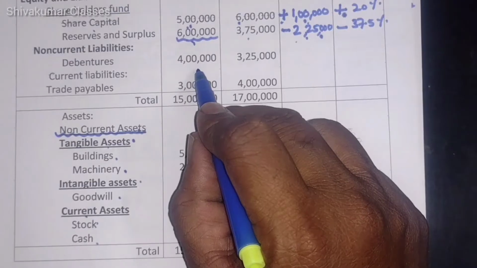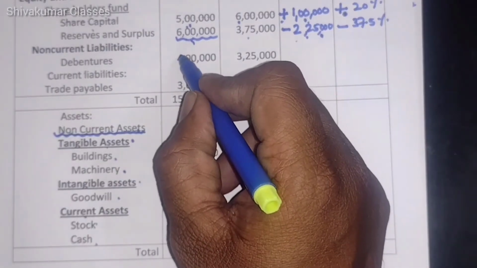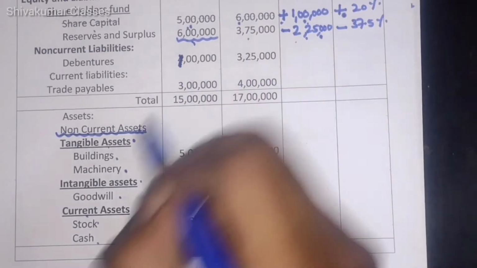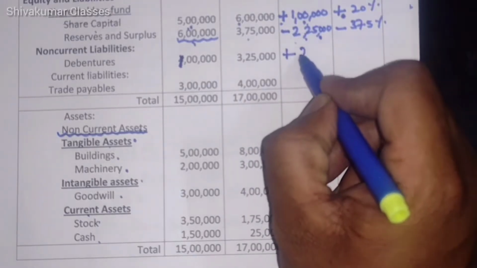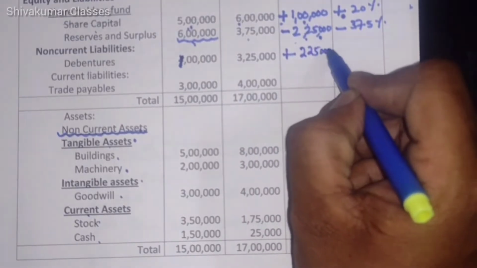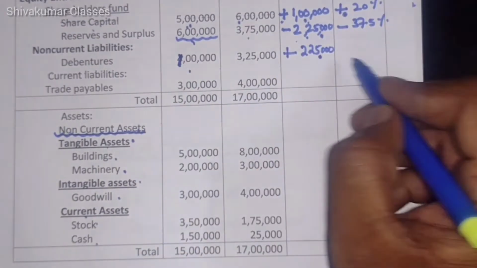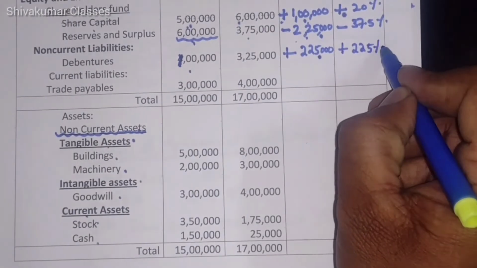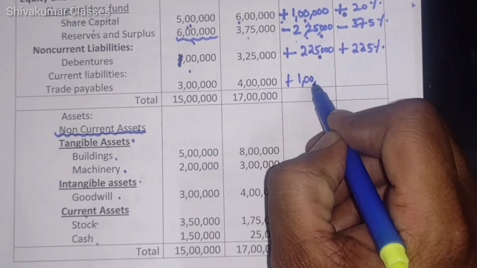Now when compared to, this is 1 lakh, this is not 4 lakhs, this is 1 lakh. 1 lakh and 3,25,000 plus 2,25,000. So 2,25,000 divided by 1 lakh means that plus 225%.